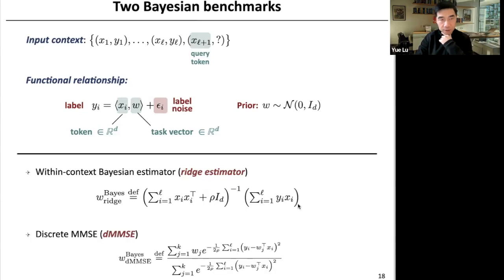The second benchmark is the so-called discrete MMSE. This is the case when we are again performing a Bayesian optimal estimation of the task vector, but instead of choosing the true prior, we are using a prior focused on only the finite number of task vectors that are provided in the pre-training data set. So this is the discrete Bayesian optimal estimator. These are the two benchmarks.